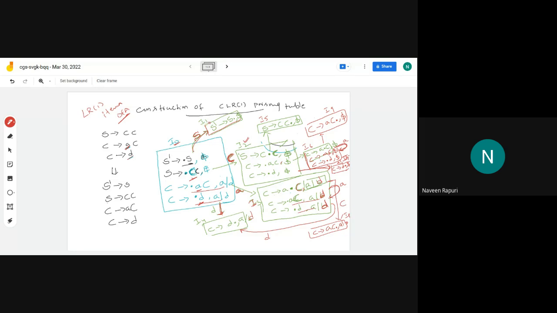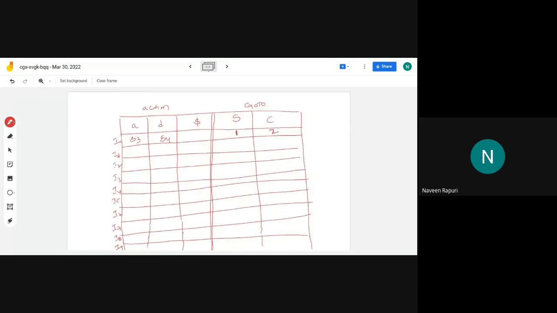So I1 is S dash derives S dot, because this is the starting production and S dash is the start symbol as per the augmented grammar. So we need to accept it. I1 on dollar, accept. And now I2.